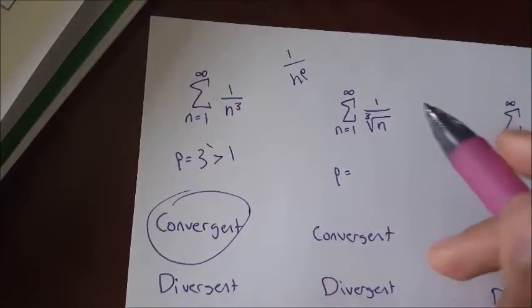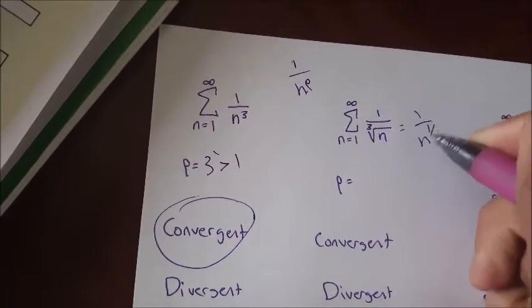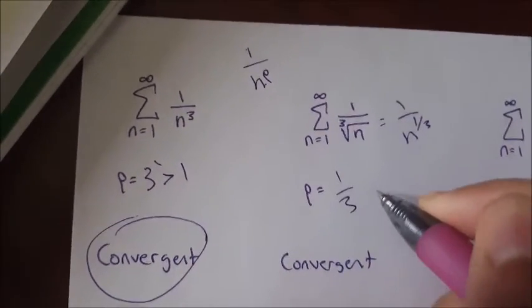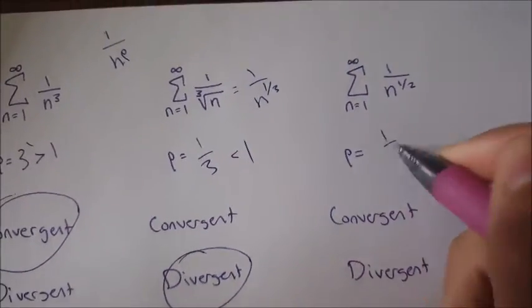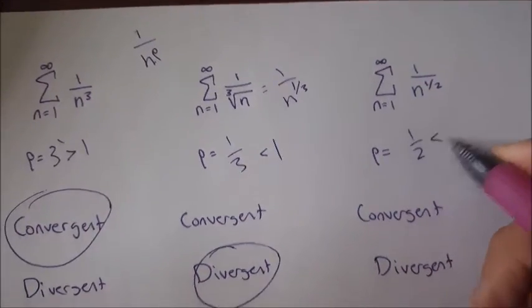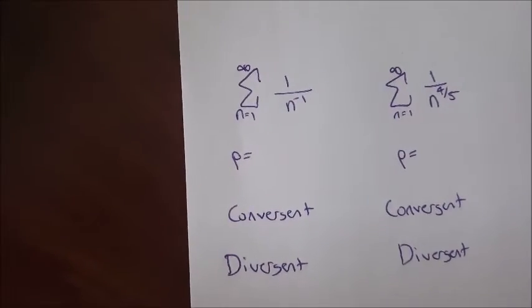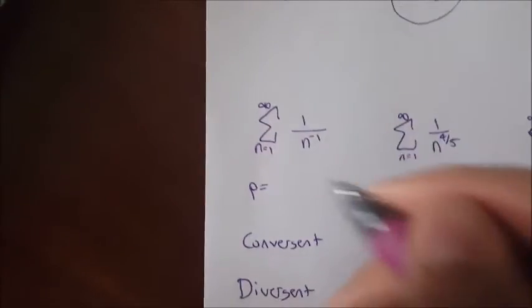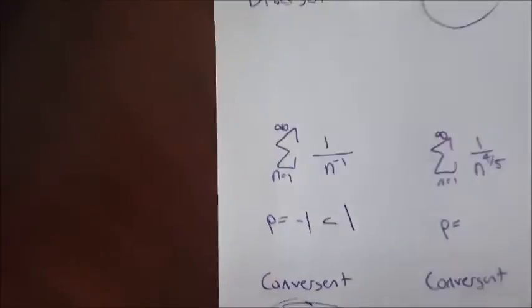Next one. 1 over the cube root of n. That's the same thing as 1 over n to the 1/3. In this case, p is equal to 1/3, and since 1/3 is less than 1, we know it's divergent. Then 1 over n to the 1/2. So p is equal to 1/2, and since 1/2 is less than 1, it's divergent. Then 1 over n to the negative 1. We got this weird little notation, but it's okay. p is equal to negative 1, and negative 1 is less than 1, so it's divergent.